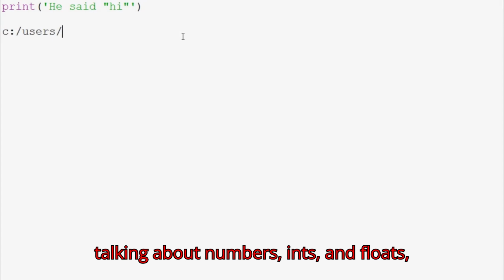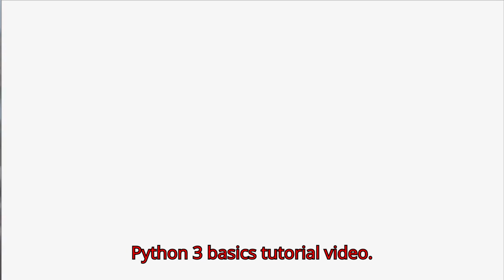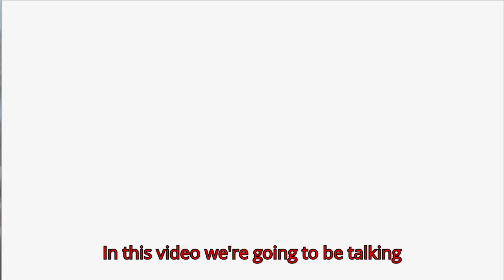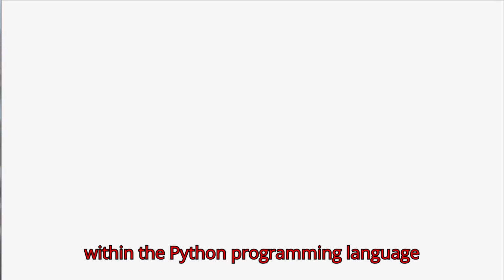and floats. So, hello and welcome to chapter 5 in the Python 3 Basics tutorial video. In this video we're going to be talking about the while loop in Python 3. There are basically 2 major loops within the Python programming language, and that is the while loop and the for loop. The for loop we'll be covering in chapter 6, but for now we're going to be talking about the while loop. The while loop basically does what it sounds like.